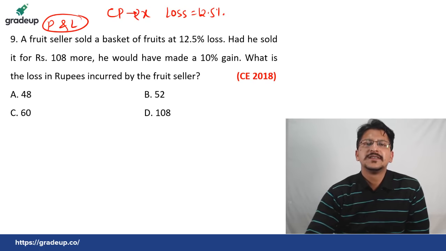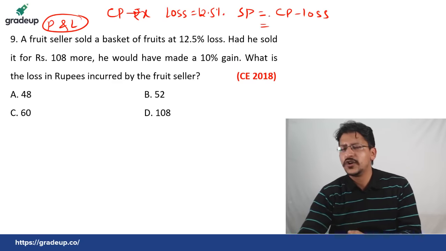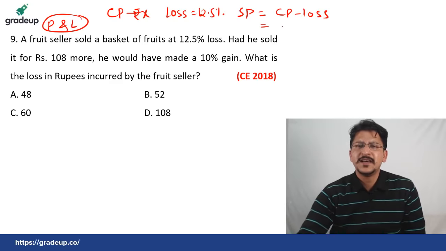That means these are rupees. So what will be the SP in that case? You know that SP is CP minus loss. Simple. You don't have to remember any trick and nothing of that sort. Just solve the problem. CP is X, minus loss is 12.5%.